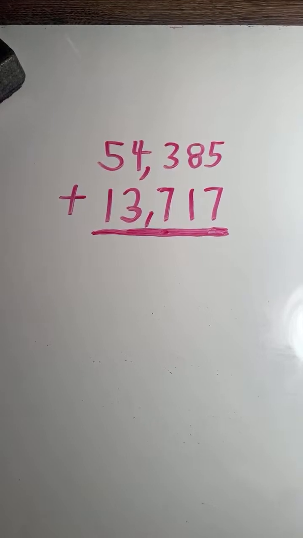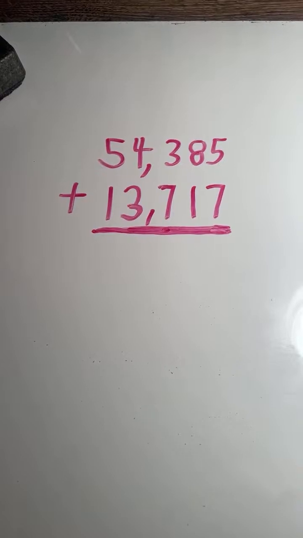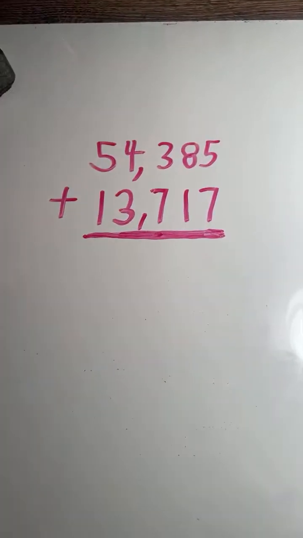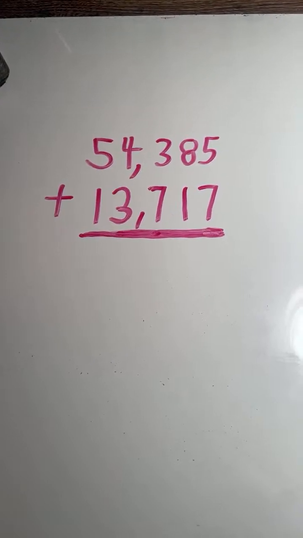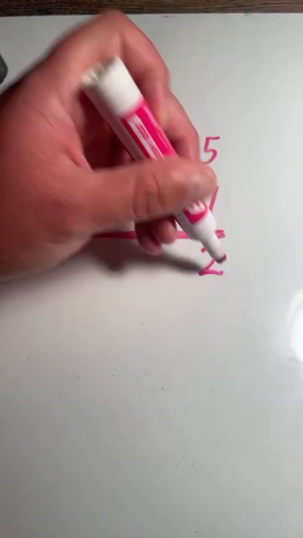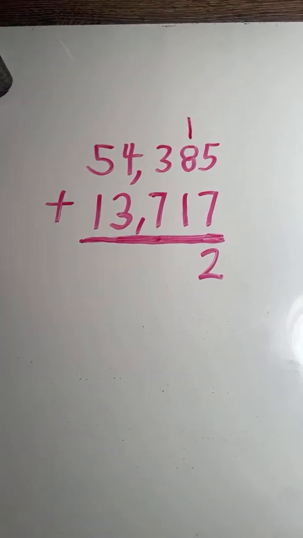54,385 plus 13,717 is our next example. So we're going to start in the ones place. 5 plus 7 equals 12. We have to regroup because we regroup every time the sum is 10 or more. So the 2 in 12 goes in the ones place. The number 1 in 12 gets carried over to the tens place.